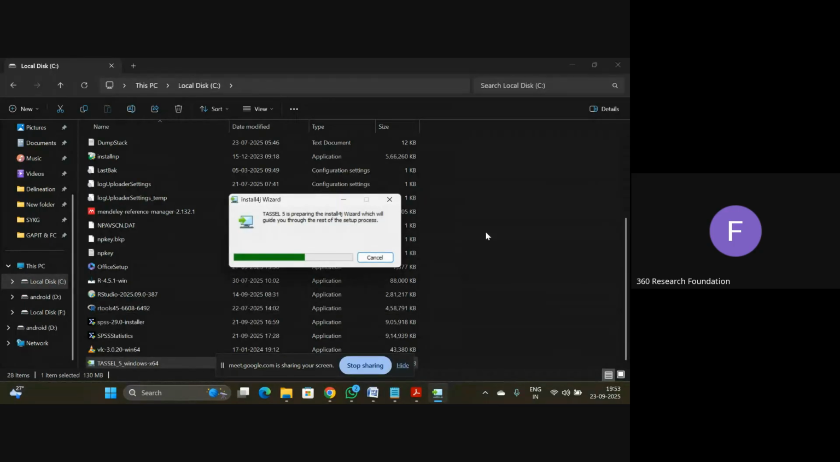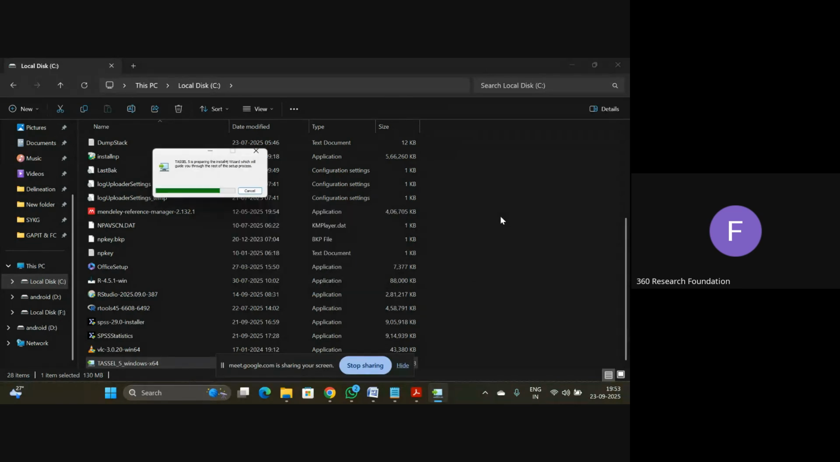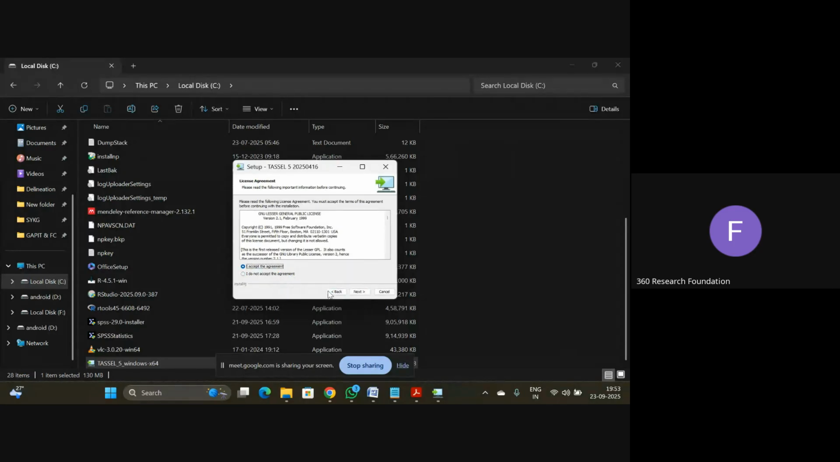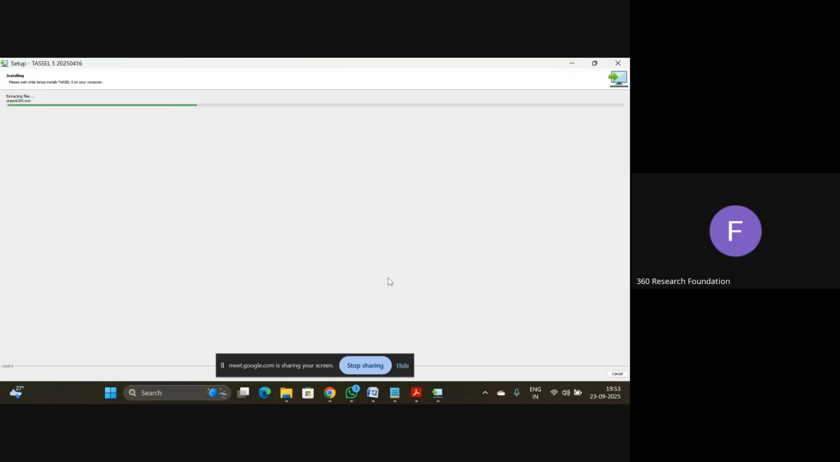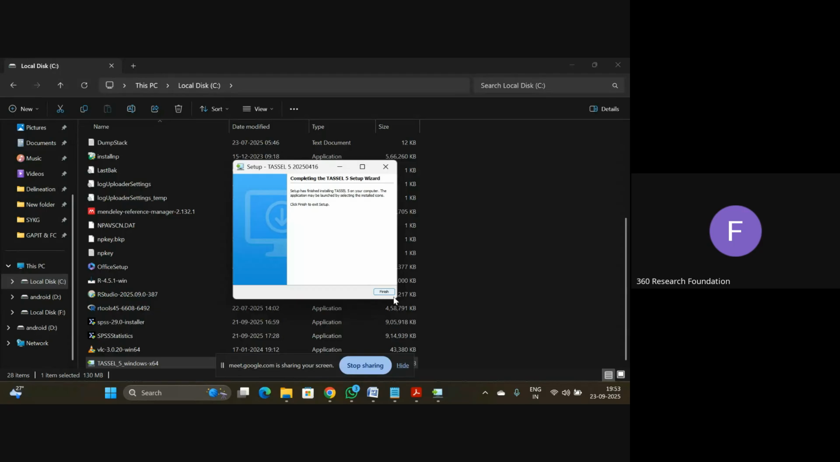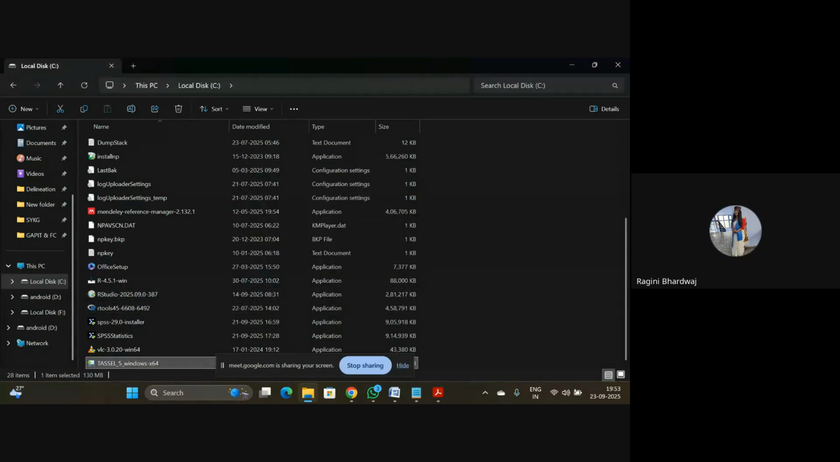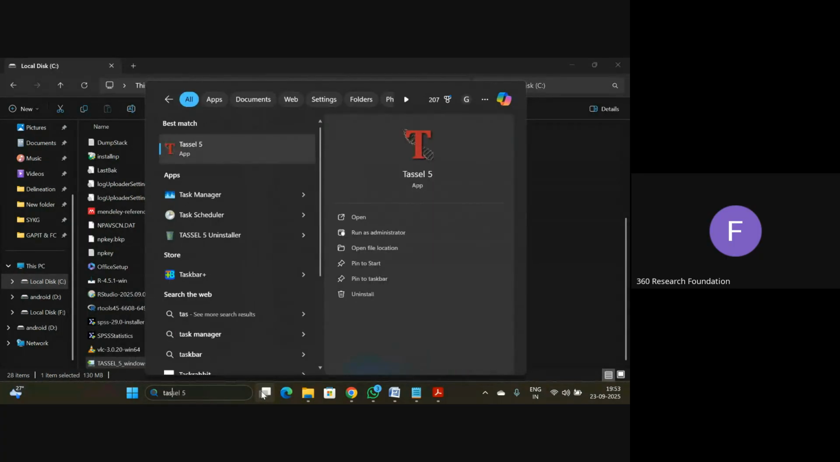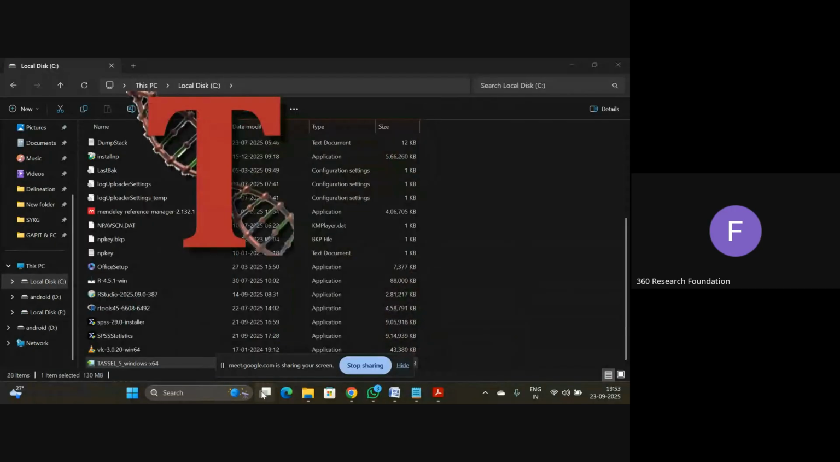Then this type of installation it will start. Just accept the agreement. It will start extracting the files, and then finish. After that, simply search it and open it.